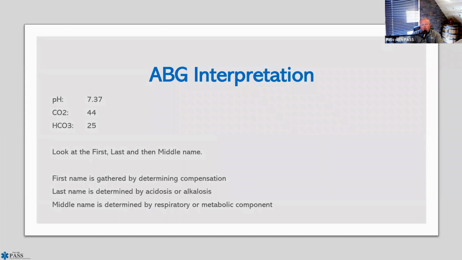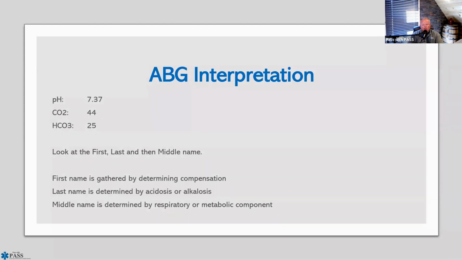If we look at our ABG interpretation, it really truly should be as simple as this. We look at our pH and we say it's 7.37, that is normal. Then we look at our CO2, 44 is normal. And we look at HCO3, 25, we know that that is normal. So this is a normal ABG. There is not a problem here.